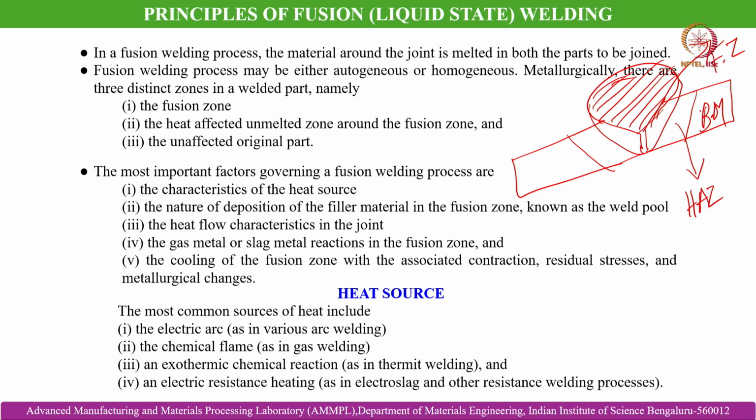The most important factors governing a fusion welding process are the characteristics of the heat source, the nature of deposition of the filler material in the fusion zone known as the weld pool, the heat flow characteristics in the joint, the gas metal or slag metal interactions in the fusion zone, and the cooling of the fusion zone with the associated contraction, residual stresses and metallurgical changes. All these play their individual roles, which determine the microstructure and properties of the fusion welded joints. As already discussed, there are variants of fusion welding based on heat source, like electric and chemical sources, thermal sources, exothermic chemical reactions like thermit welding, and electric resistance heating. These are the several heat sources generally used for fusion welding processes.